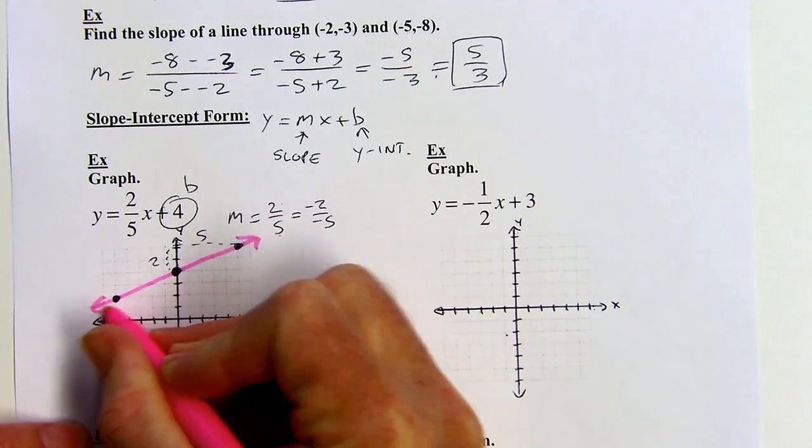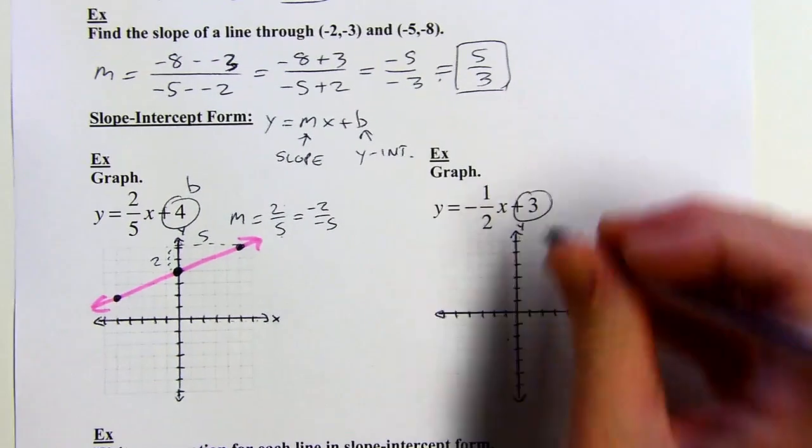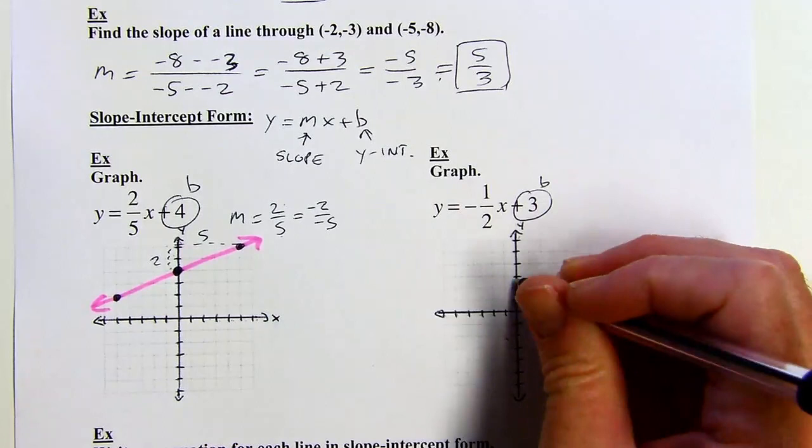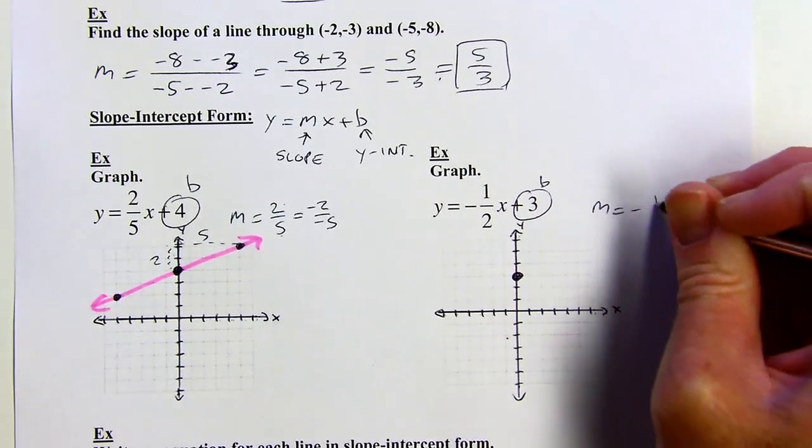There we go. And make sure it's not a line segment. It's a line that goes on infinitely in both directions. Okay. All right. So the y-intercept here is 3. There it is. And then I'm using my slope, which is negative 1/2.